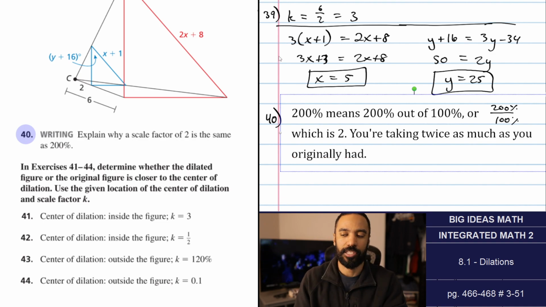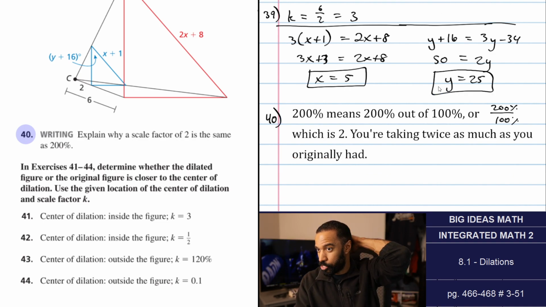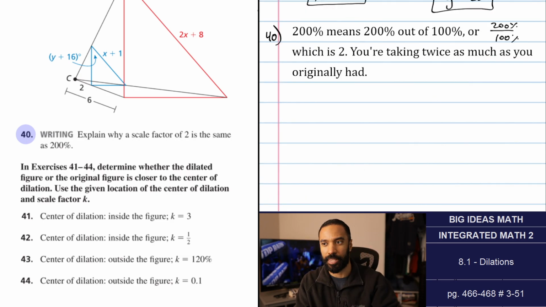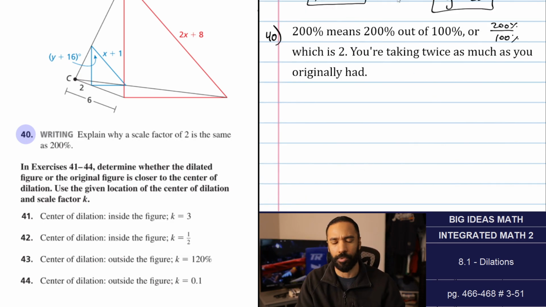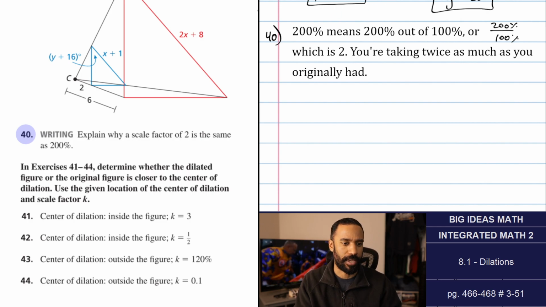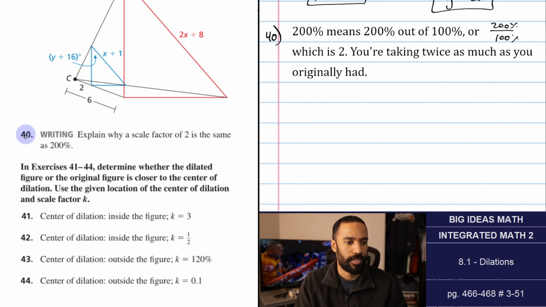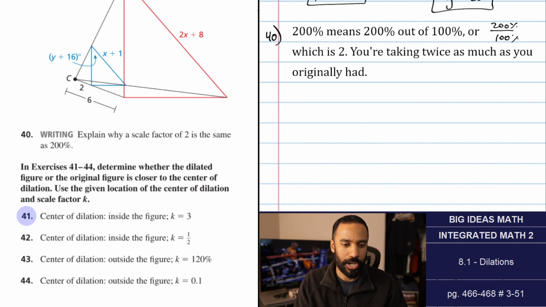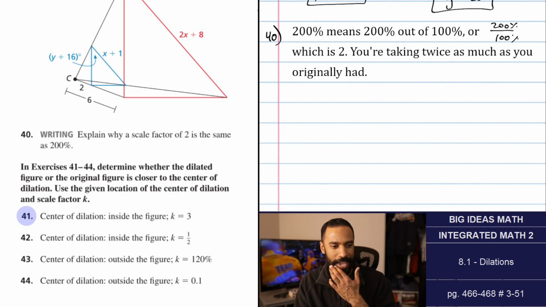And yeah, I mean, it's a decimal shift thing. You can divide, literally I just did. You can divide by 100 and figure it out, but that's what that means. That's why 120% was 1.2 and things like that. So that's a good explanation to me. All right, and exercises 41 to 44. Determine whether the dilated figure or the original figure is closer to the center of dilation. Use the given location of the center of dilation and the scale factor K.